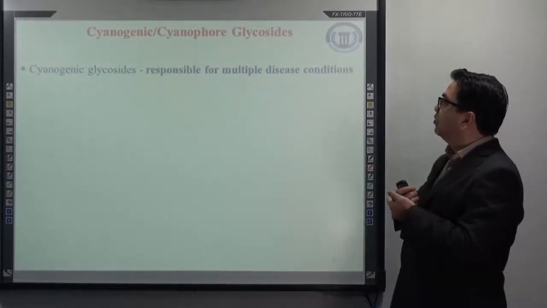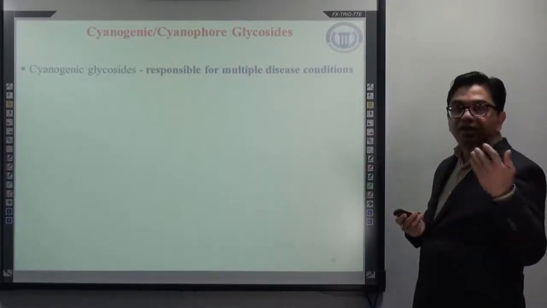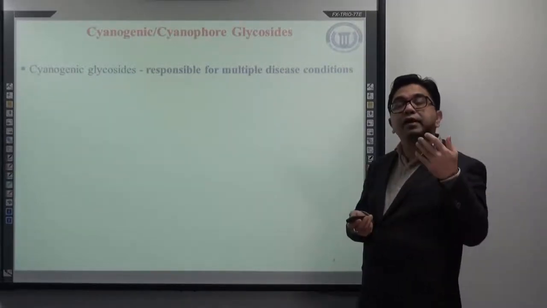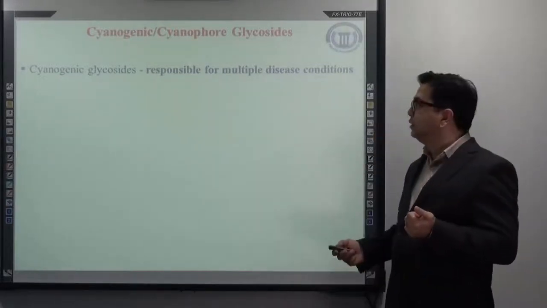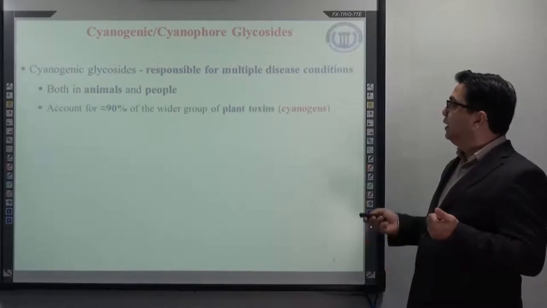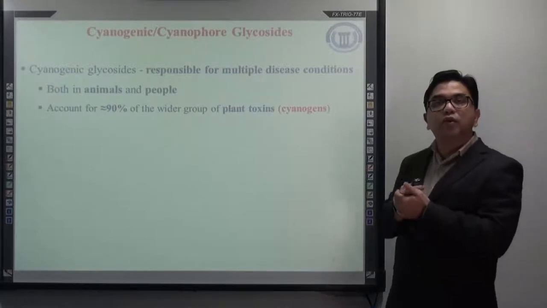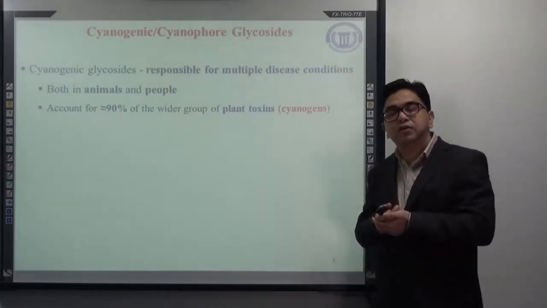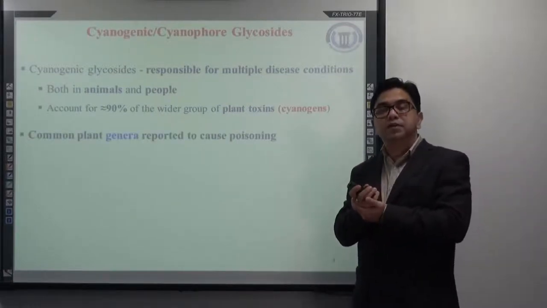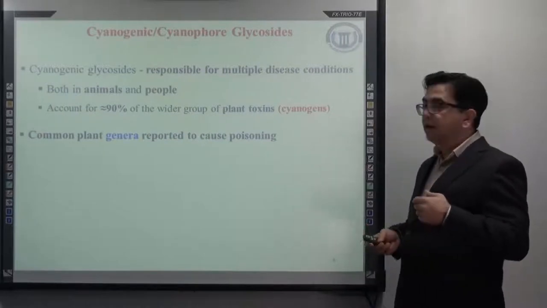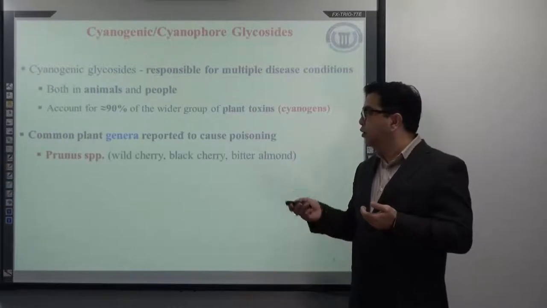Now, cyanogenic glycosides are responsible for multiple disease conditions in the human body as well as in different animals who are eating those plants containing cyanogenic glycosides. Cyanogenic glycosides account for 90% of the wider group of plant toxins, and they are also known as cyanogens. Common plant genera reported to cause poisoning to both animals and human beings include Prunus species.